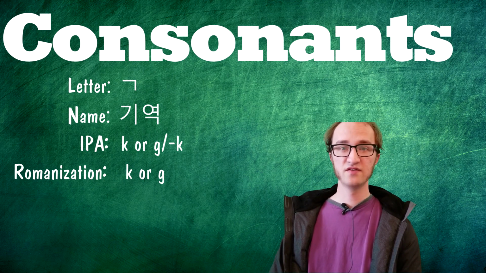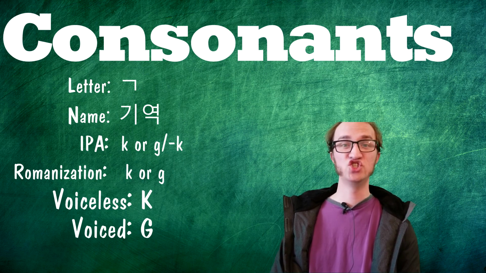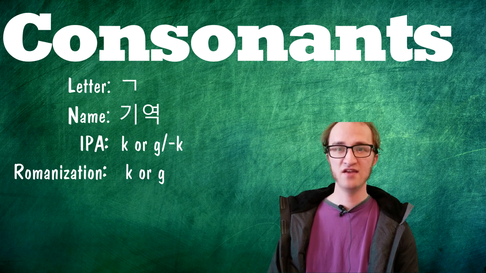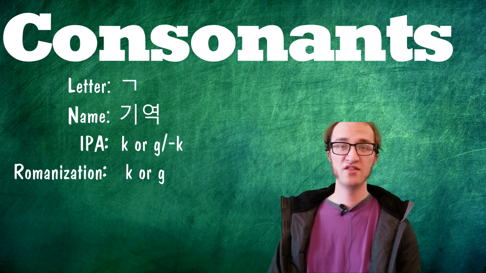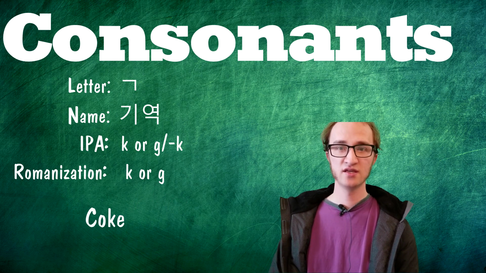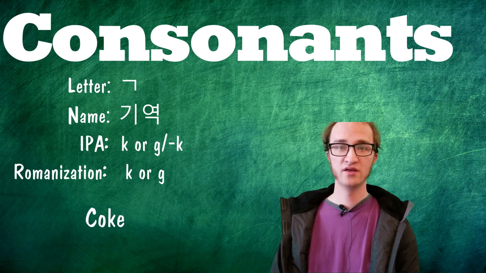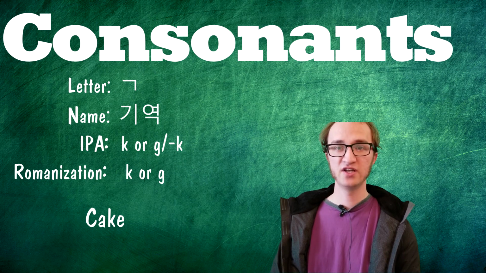When hy is voiceless, it is pronounced and romanized like a K, and when it is voiced, it is pronounced and romanized like a G. When hy is the ending consonant of a syllable block, it is a voiceless velar stop with no aspiration. So in English, this would be pronounced as coke, but in Korean, this would be ko. In English, this would be cake, but in Korean, this would be cake.